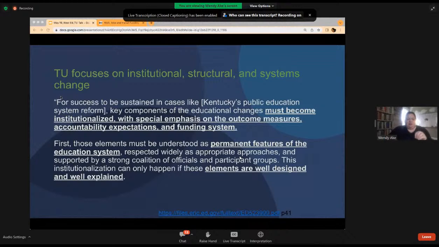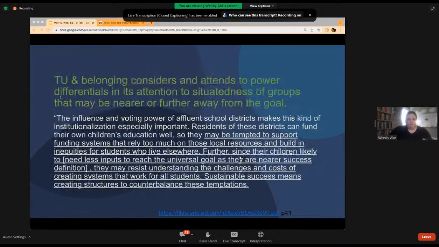Within this outcomes approach to looking at education, the only means to get there is looking at institutional change and institutionalizing new practices. And within the Kentucky example, it became a permanent feature of the education system. The redesign of specific institutions was occurring because of essentially an analysis that's exactly the same as this one. Attending to different power differentials was happening within Kentucky.